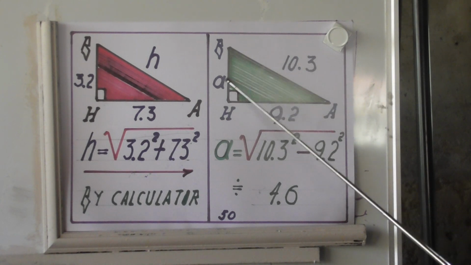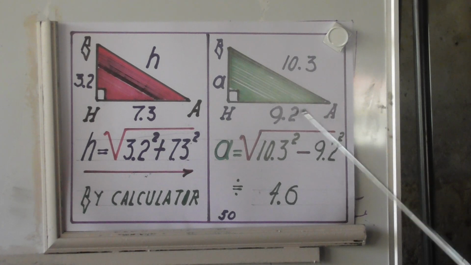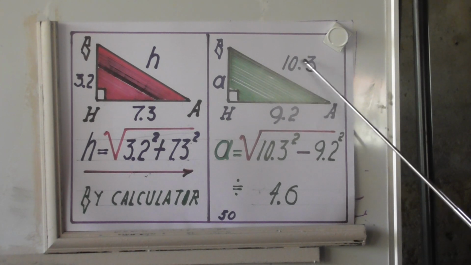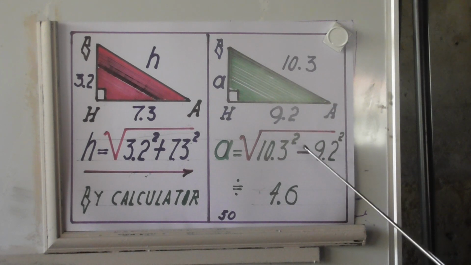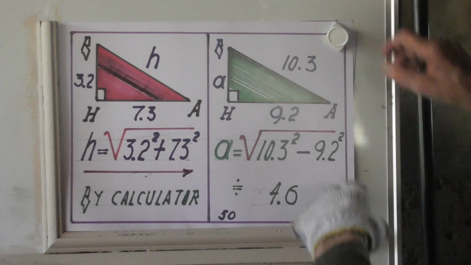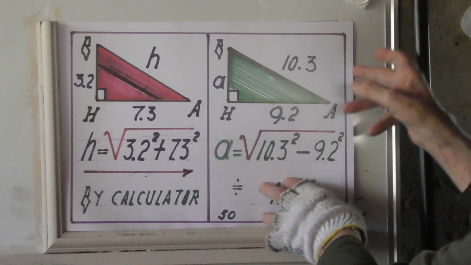Here we have to find out what the A is. Now we know the H and the B. So it's again this square, take that square, calculator, square root, this means equals about 4.6 because it keeps on going. Pythagoras in one lesson.